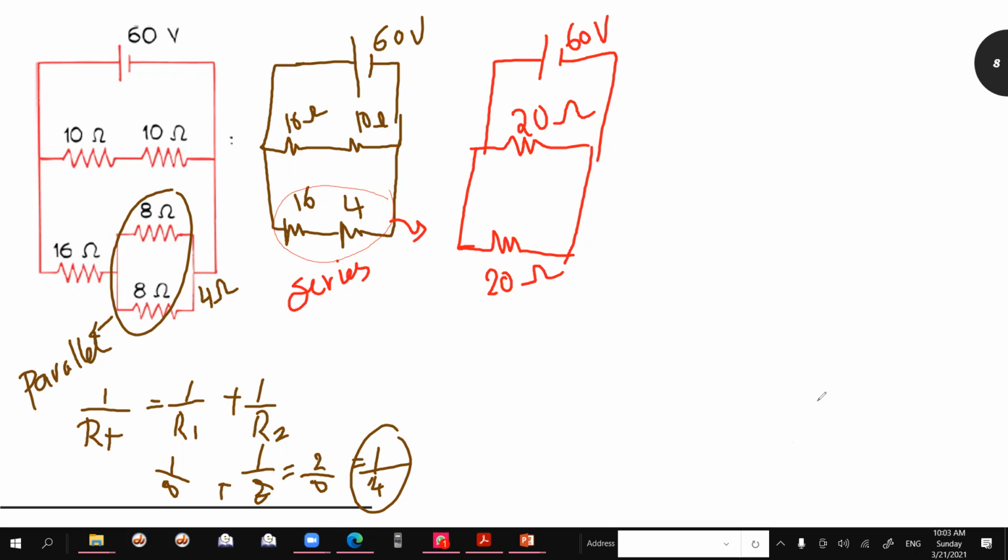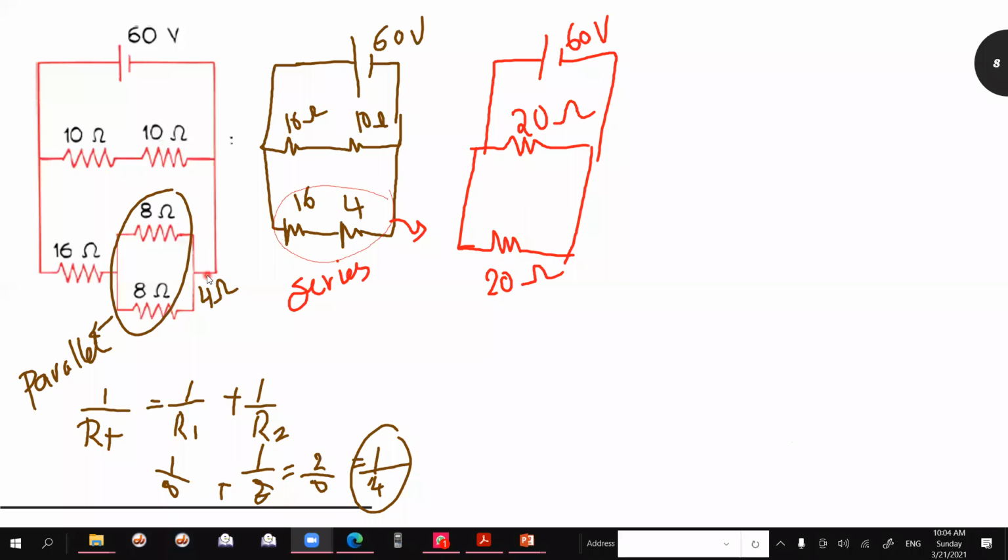Now, how do you distinguish between parallel and series? Ask yourself: imagine there's a current. When this current comes up from the voltage source and reaches here, it continues through the first 10, then continues to the second 10. It doesn't divide into two lines or two paths. It only has one path. So because of that, 10 and 10 are connected in series.